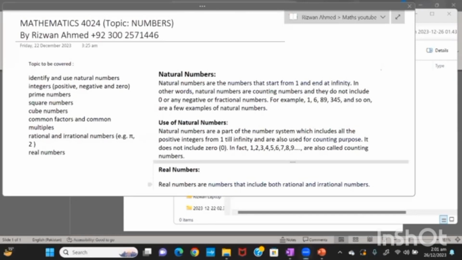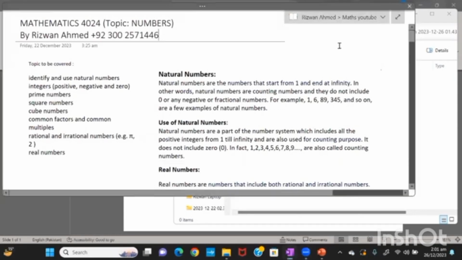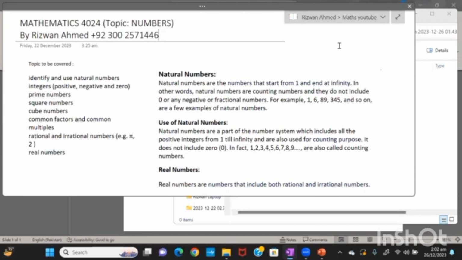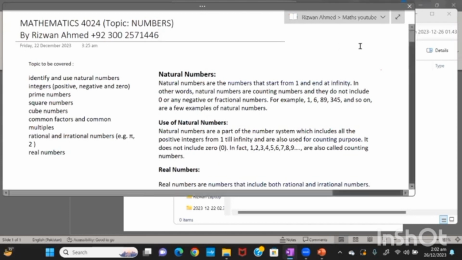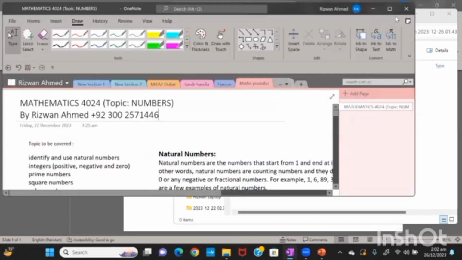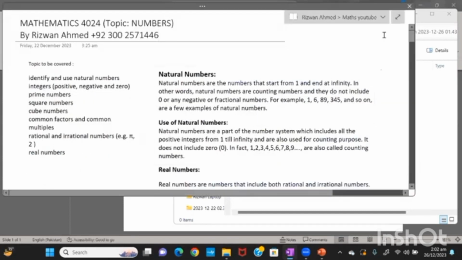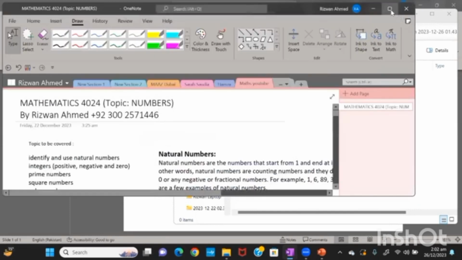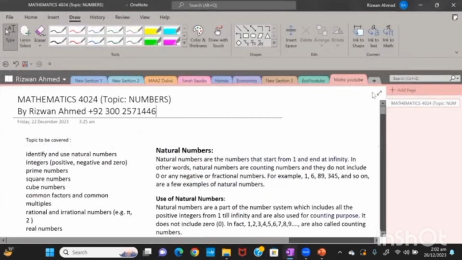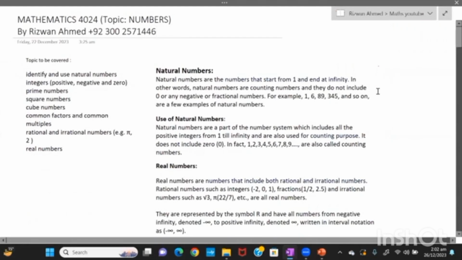Our topic is number. Regarding numbers, first of all, we have to look at the following things: how to identify and use natural numbers and integers, and then recognize prime numbers, square numbers, cube numbers, and so on. And then at last, we decide about the common factors and so on. In the first stage, we must know about the difference between digit and number system.